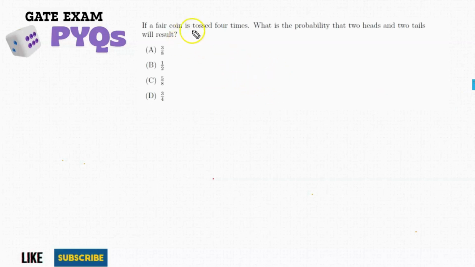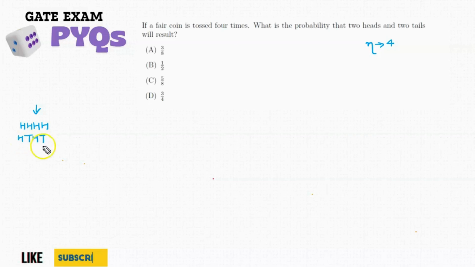The question says if a fair coin is tossed 4 times, so here the number of trials is 4. What is the probability that 2 heads and 2 tails will result? One way of solving this question is to manually keep on writing all the combinations where we are getting 2 heads and 2 tails, correct? But this is a linear process.